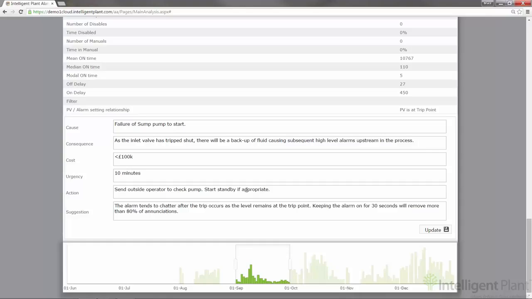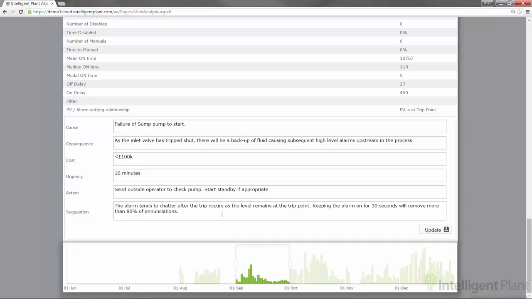It is important that we put in the action, because if there is no action for the operator to take, then by definition it is not an alarm. These are the ARM fields. We then have the bad actor resolution field. The alarm tends to chatter after the trip occurs as the level remains at the trip point. Keeping the alarm on for 30 seconds will remove more than 80% of its enunciations.